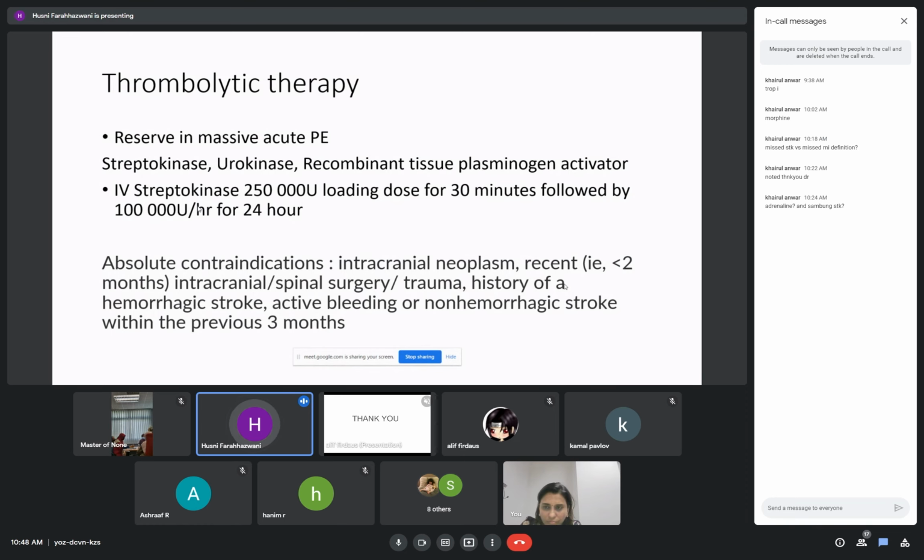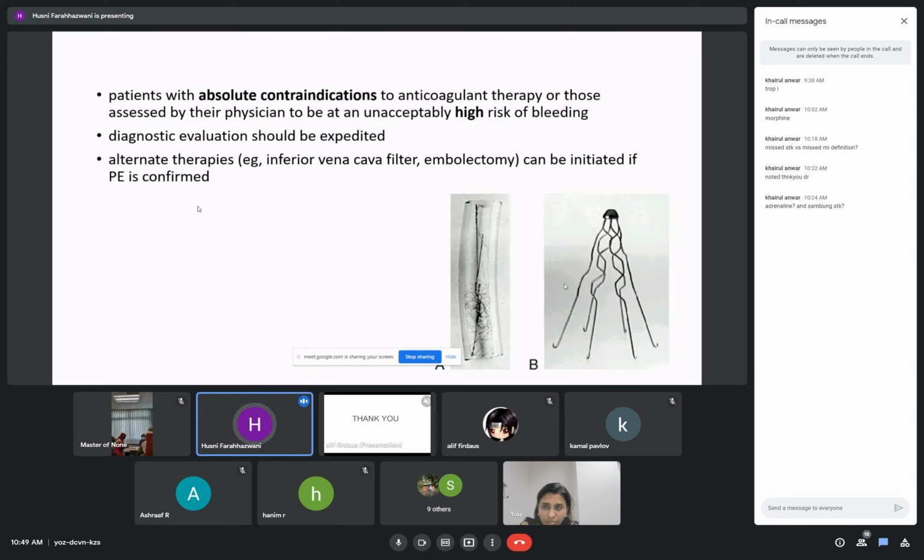But there are absolute contraindications for it: intracranial neoplasm, recent intracranial or spinal surgery, history of hemorrhagic stroke, and active bleeding within the previous 3 months. So what are the options for these patients? We do have another thrombolytic agent in our hospital, which is Alteplase, but we reserve it for those who are pregnant with PE. For these patients, we have to expedite the diagnostic evaluation so that they can go for alternative therapies such as the IVC filter and embolectomy. But this should also be assessed with the physician.